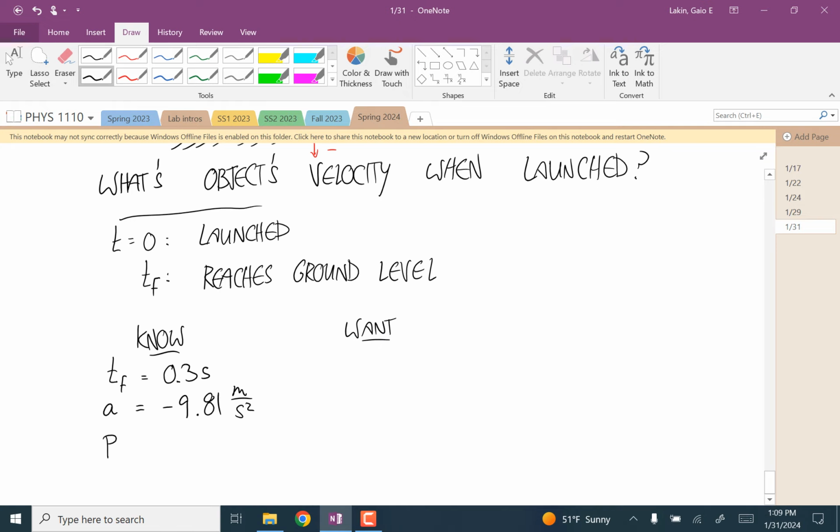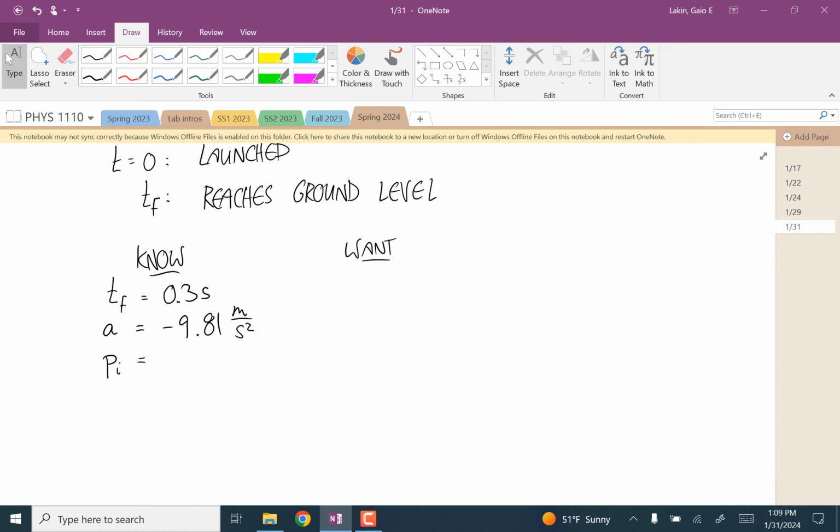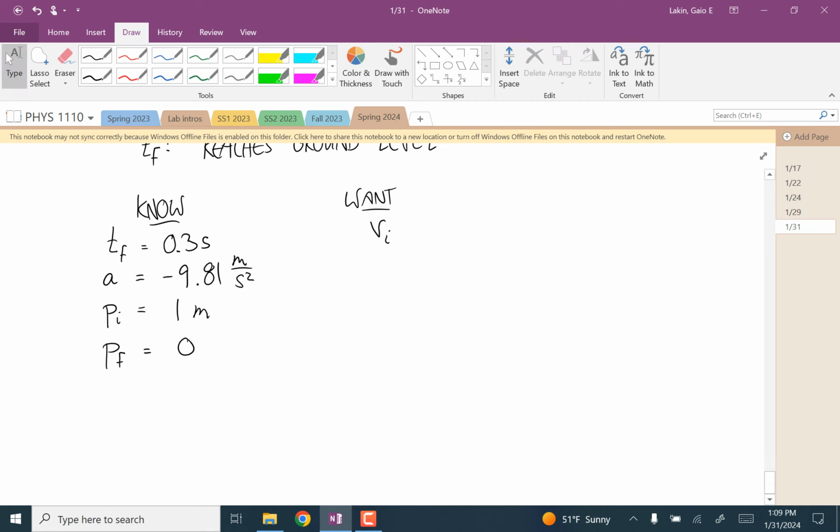The acceleration is always down at 9.81. P initial, if you start at 0 and like to get up to that point, you have to start at 0 and go in the positive direction 1 meter. So P initial is positive 1 meter. P final is where I put my 0 position, so this is equal to 0. We're trying to calculate the velocity at time 0, so V initial is what we're trying to find, and we don't know V final, but we don't need to find it.